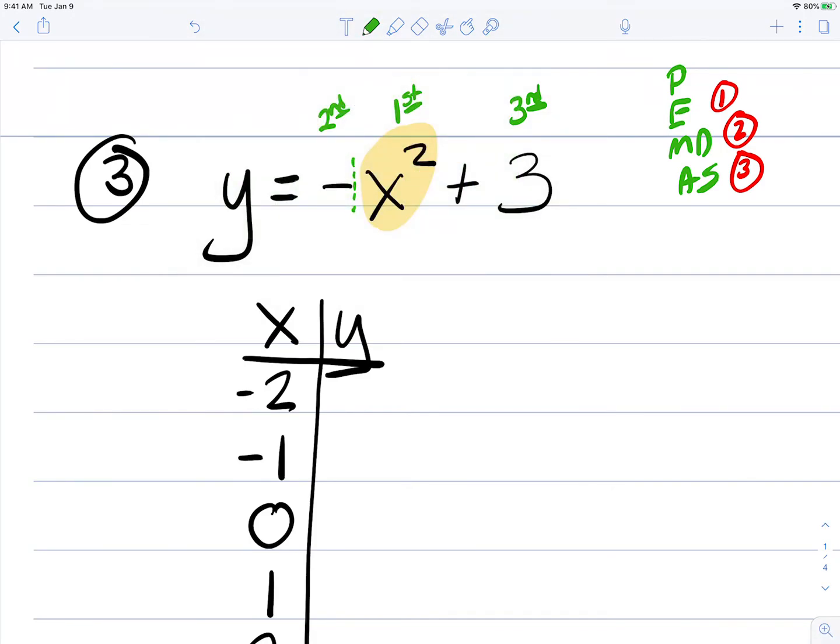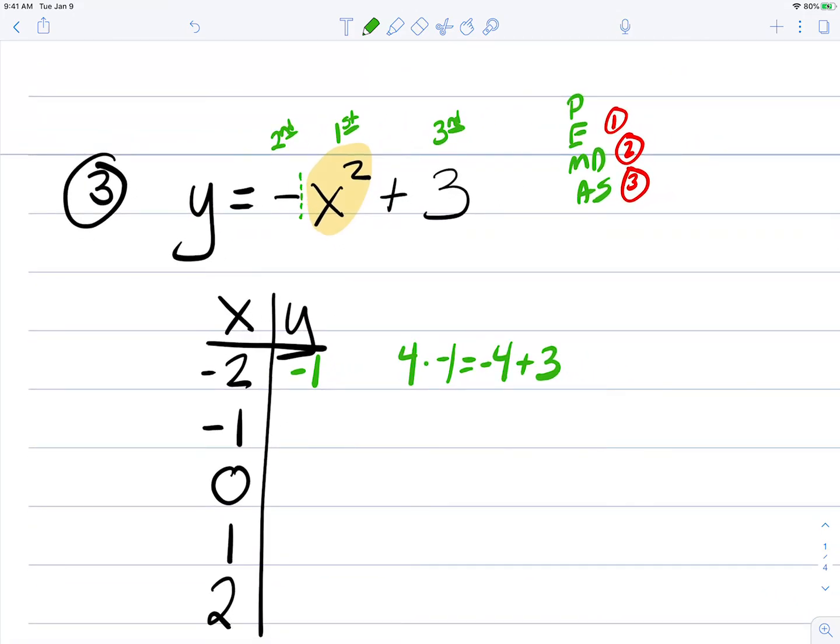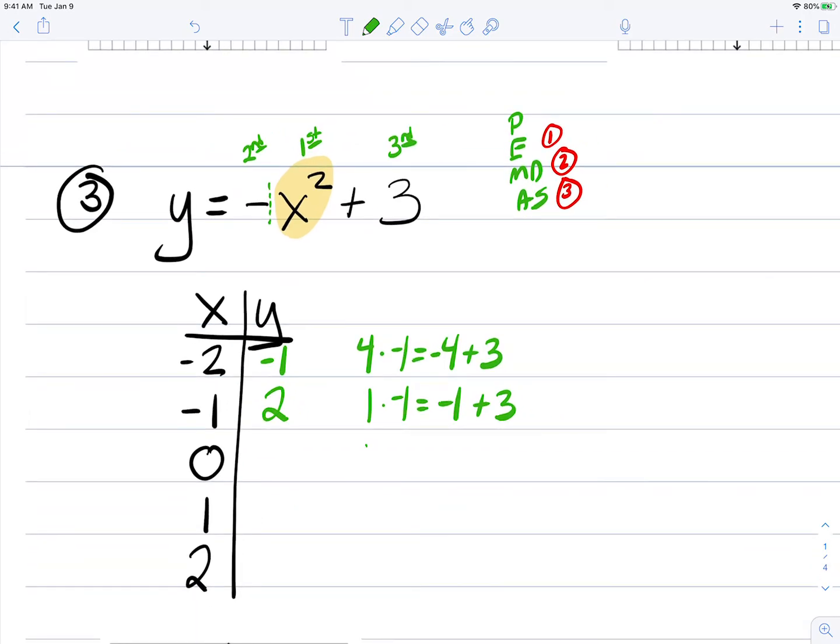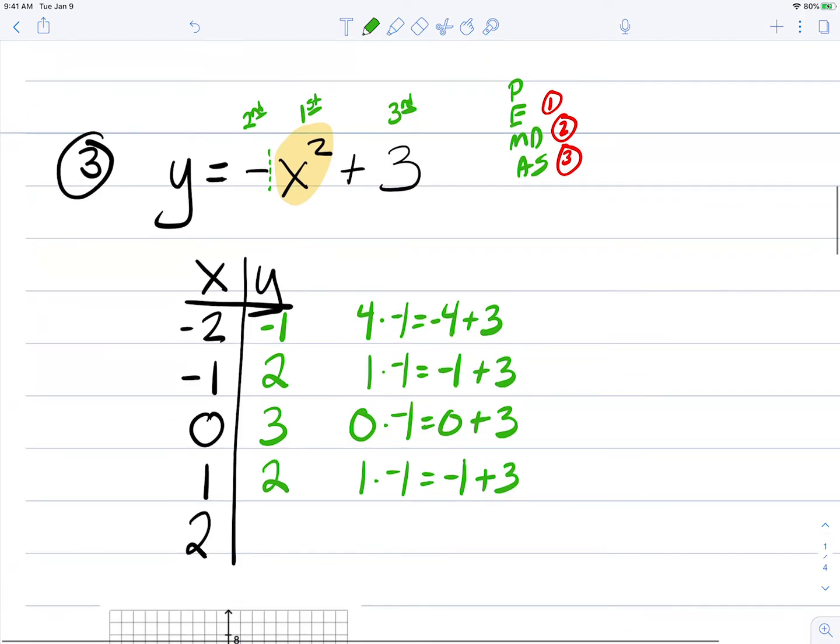So if I plugged in -2, -2 squared is 4, times -1 is -4, plus 3 is a -1. -1 squared is 1, times a -1 is -1, plus 3 is 2. 0 squared is 0, times -1 is 0, plus 3 is 3. And 1 squared is 1, times -1 is -1, plus 3 is 2. Have you seen the pattern? And 2 squared is 4, times -1 is -4, plus 3 is -1.